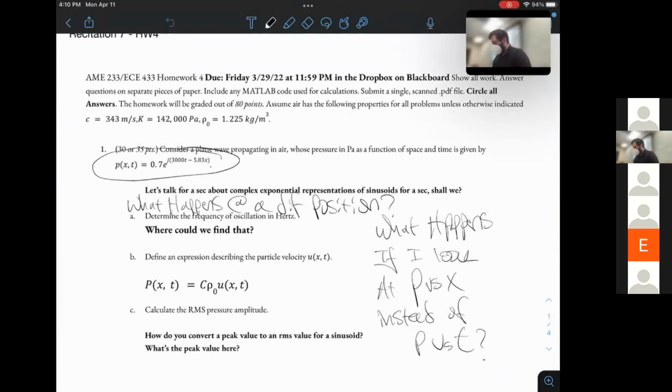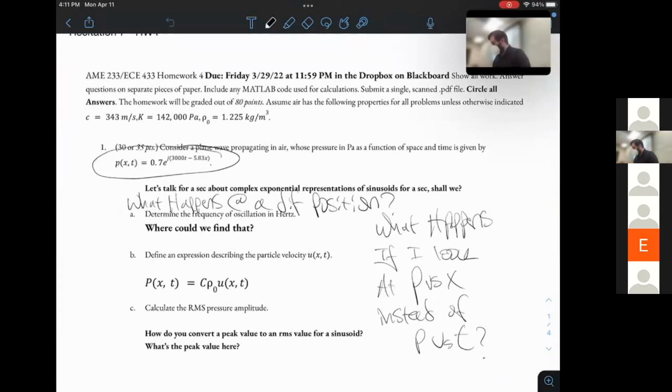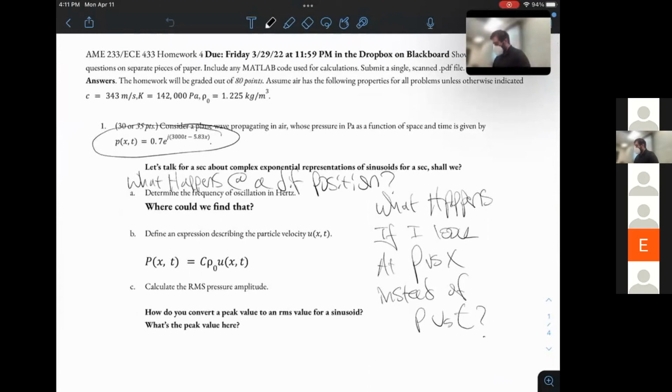There's got to be an actual name for that, and then so that 5.83, that's the wave number, right? But I like calling it a spatial frequency because that actually makes more sense to me, right? It's radians per meter is the unit, right? It's a spatial frequency, it's per meter. Okay.